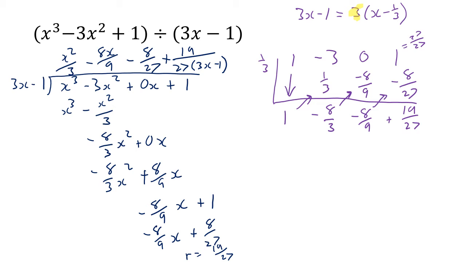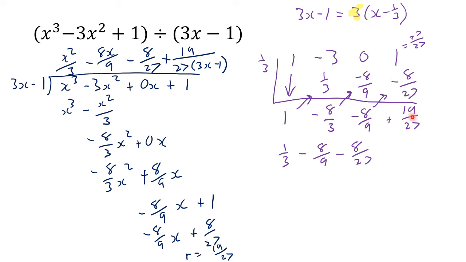Now, you might be looking at this going, hang on a minute, I've got a 1 here, and I've actually got a third over here, yeah? So remember this 3 we had up here? We're then going to take each of these 3 numbers, not the remainder, these 3 numbers have got to be divided by 3. So 1 divided by 3 is a third. That's going to be minus 8 over 9, minus 8 over 27. Yeah, that's our new numbers. So now we've dealt with that 3.